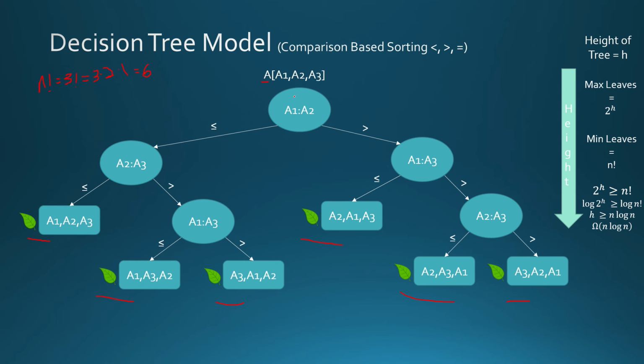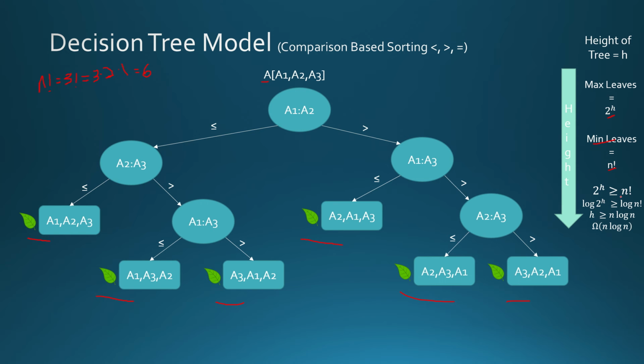At the root node, we have A1 comparing to A2, and depending on whether it's greater than or less than, it will take the left side if it's less than or equal to, and the right side if it's greater than. Then we know that the minimum leaves are n factorial, right? We discussed this earlier. So if we want to bound it to the height, we need to solve for h. By definition, the max amount of leaves you can have in any tree is 2 to the power of h, which is the height.